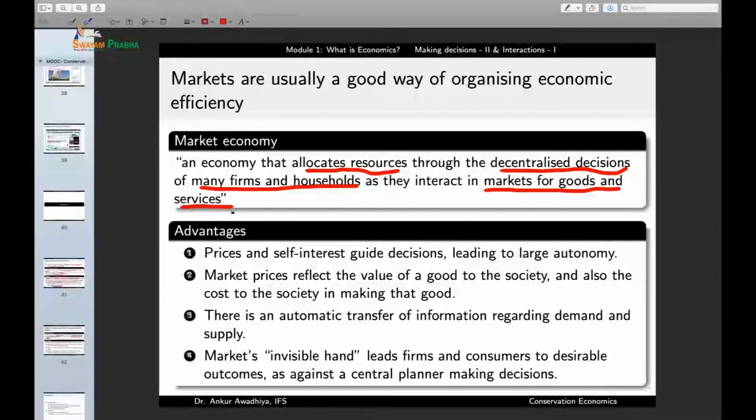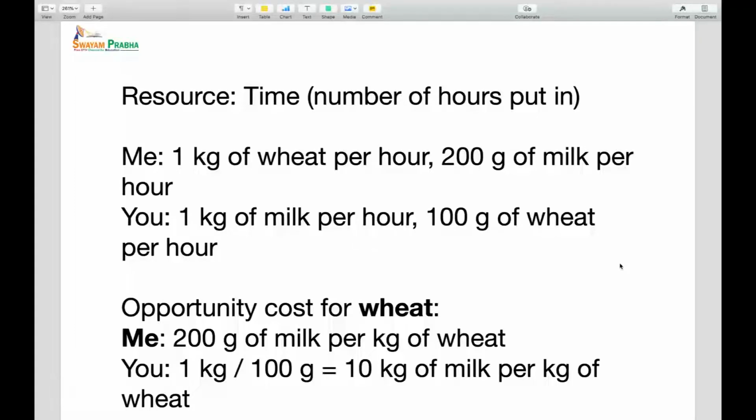Now, markets are a good way of organizing economic activity efficiently because, in the case of markets, prices and self-interest guide decisions, which leads to a large autonomy. Now, in this case, when we were talking about wheat and milk, we were not taking this decision based on, say, benevolence. So I was not thinking that, okay, you should benefit and so you should be doing such and such things. You were not thinking about me. Both of us were thinking about ourselves only.